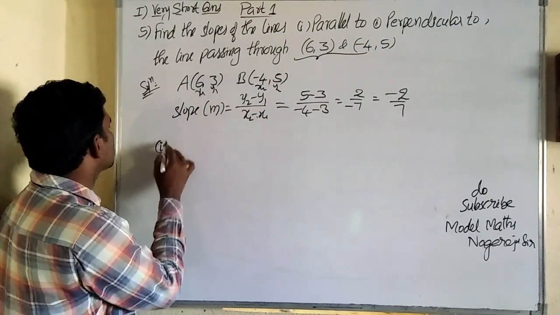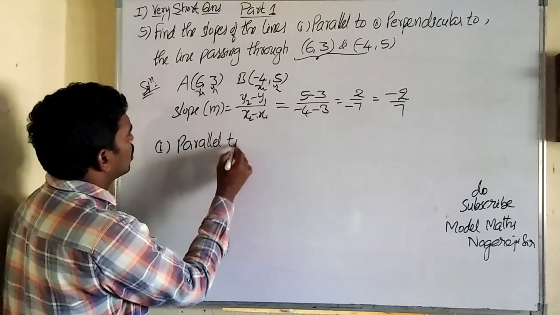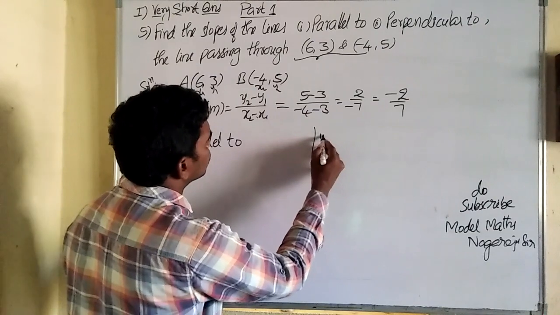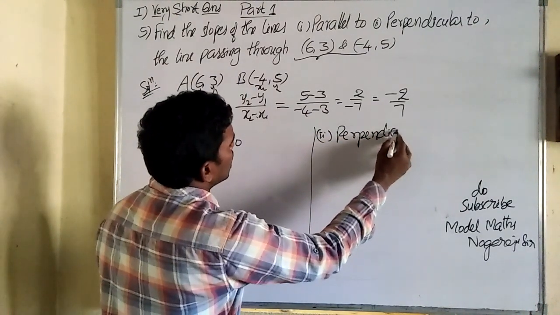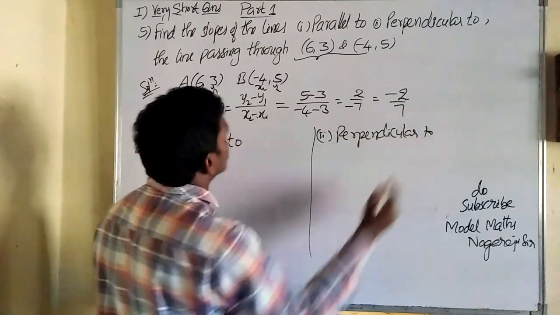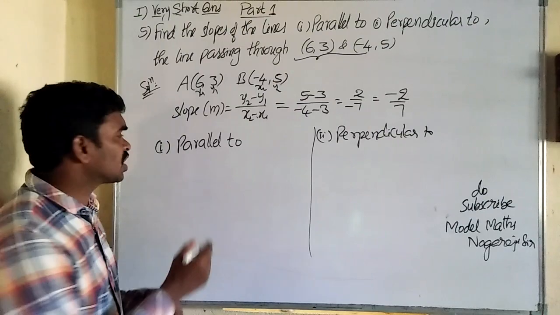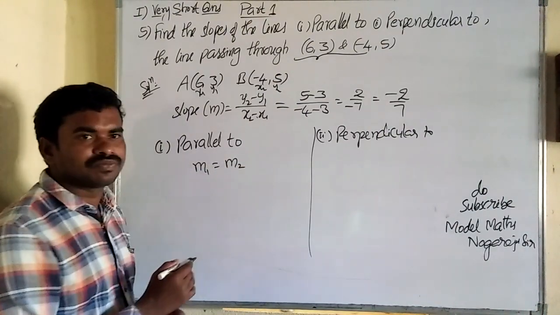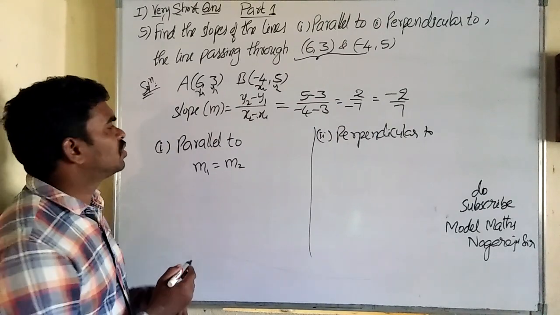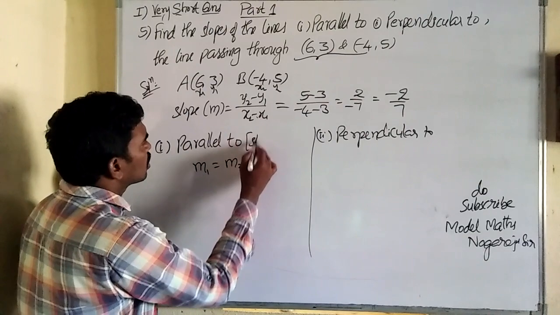So first one is parallel to. Second one is perpendicular to. Parallel means what is the condition? Slopes are equal. m1 equal to m2. So for the parallel line, I am taking the slope as m2.